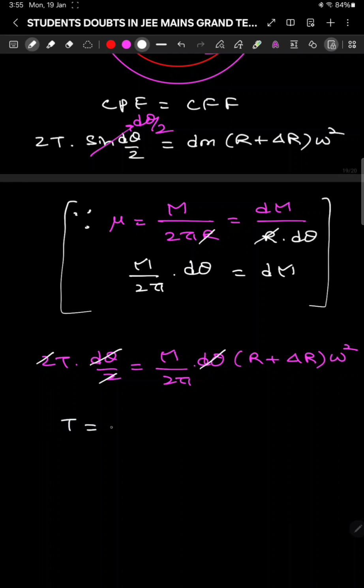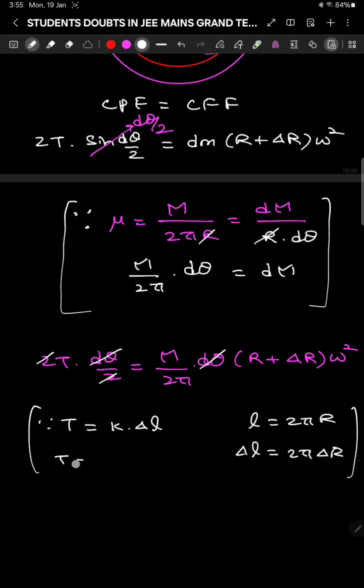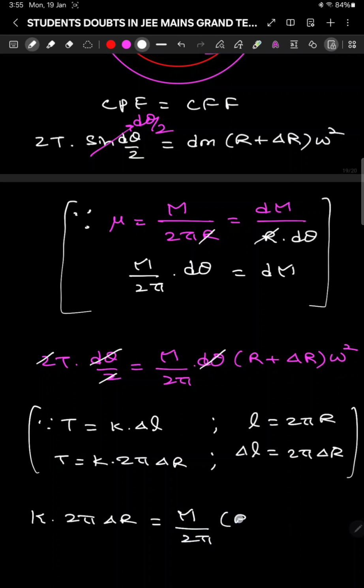Tension in the rubber band is given as k into total change in length of the rubber band. Length of the rubber band for circular path is 2 pi r. Change of length delta L equals 2 pi into delta r. Substitute here. Now this T becomes k into 2 pi into delta r. Substitute T value there. So k, the spring constant, into 2 pi delta r equals m by 2 pi into r plus delta r into omega square.